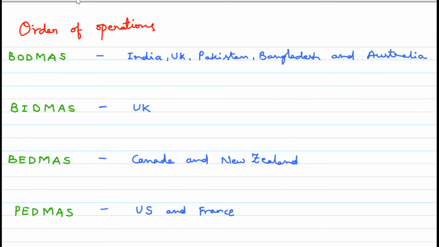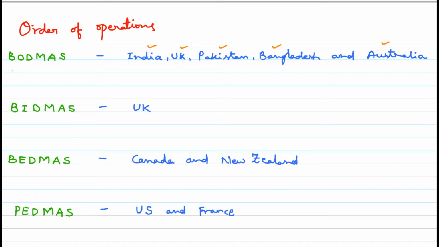Yeah, so this is the order of preference, or order of operations. In which way do we need to proceed? Here B means bracket. The first one is BODMAS rule, and this rule was very much popular in India, UK, Pakistan, Bangladesh and Australia. So first let us see what is meant by BODMAS rule.